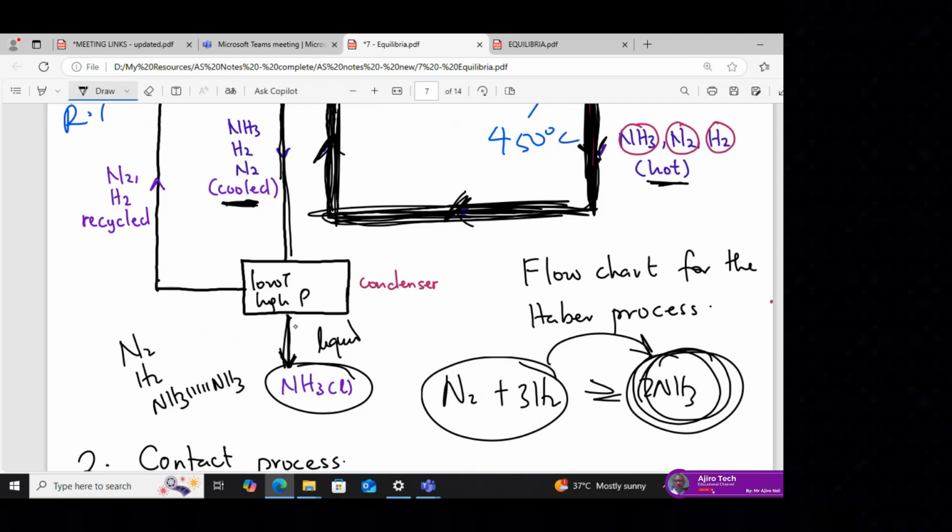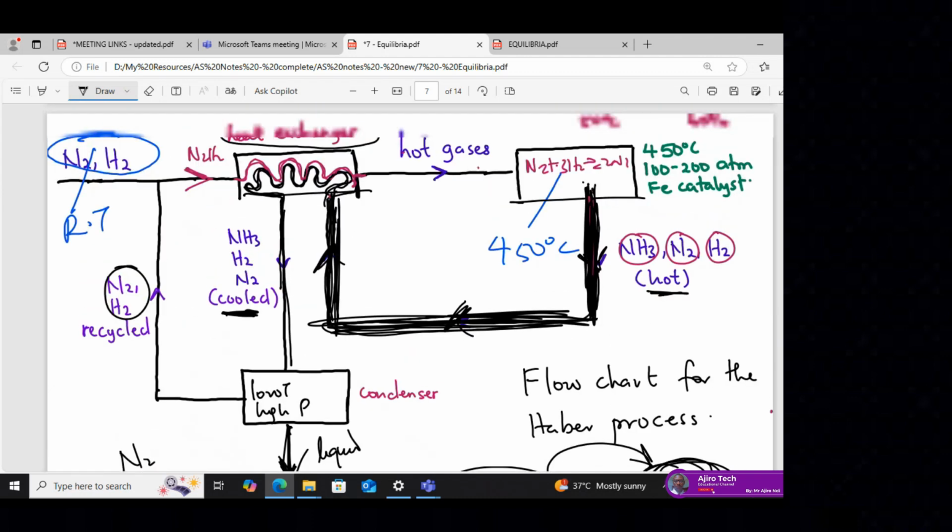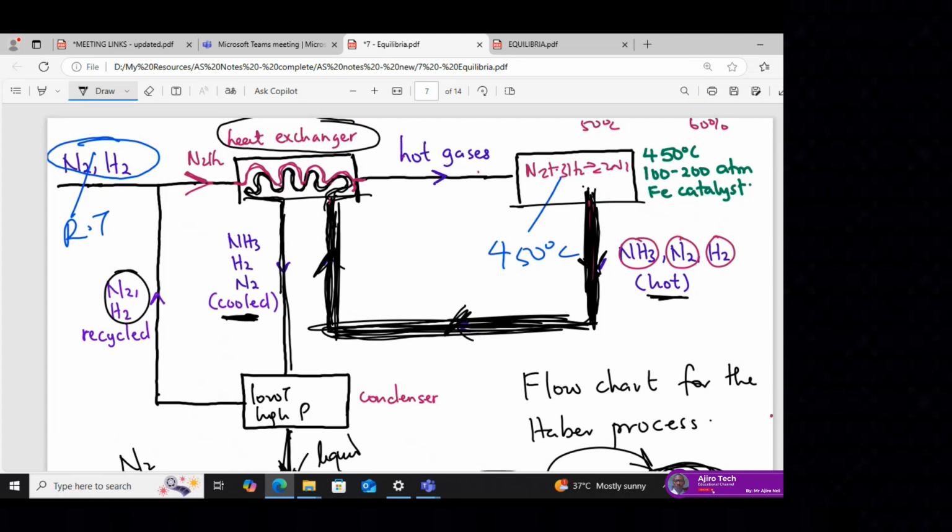After you remove ammonia, what happens? You recycle nitrogen and hydrogen, and the whole process begins all over again. Can you see now? Do you get the process?